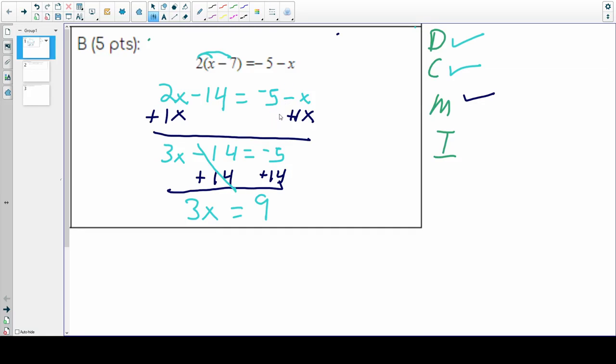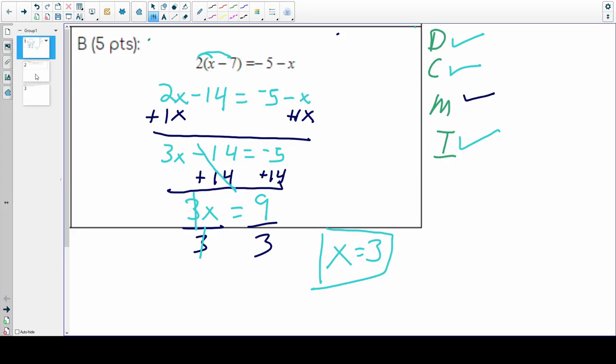We're almost there. I want to get x by itself, so I'm going to divide by 3 on both sides. This divides out to 1, so you're just left with x. 9 divided by 3 is 3. Done. Inverse operations. Donezo.